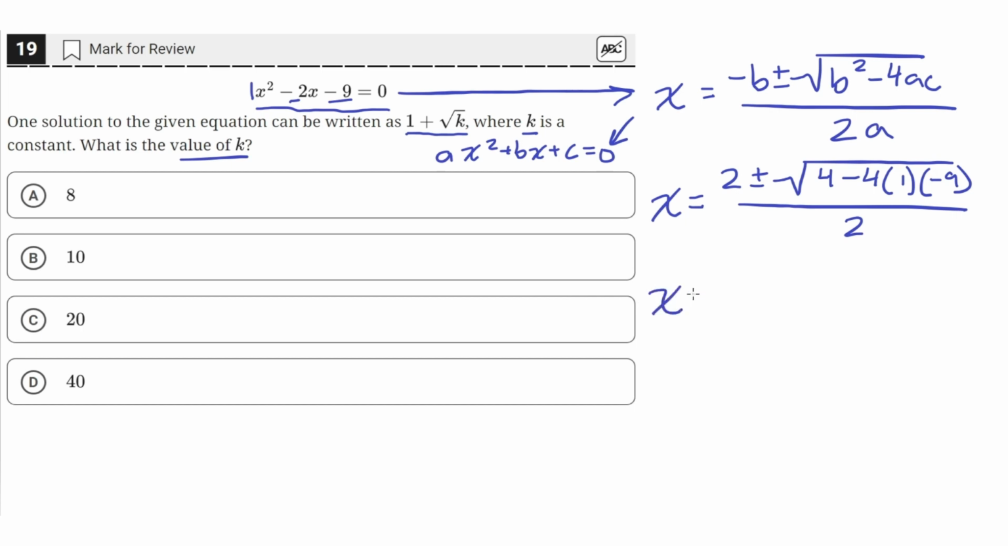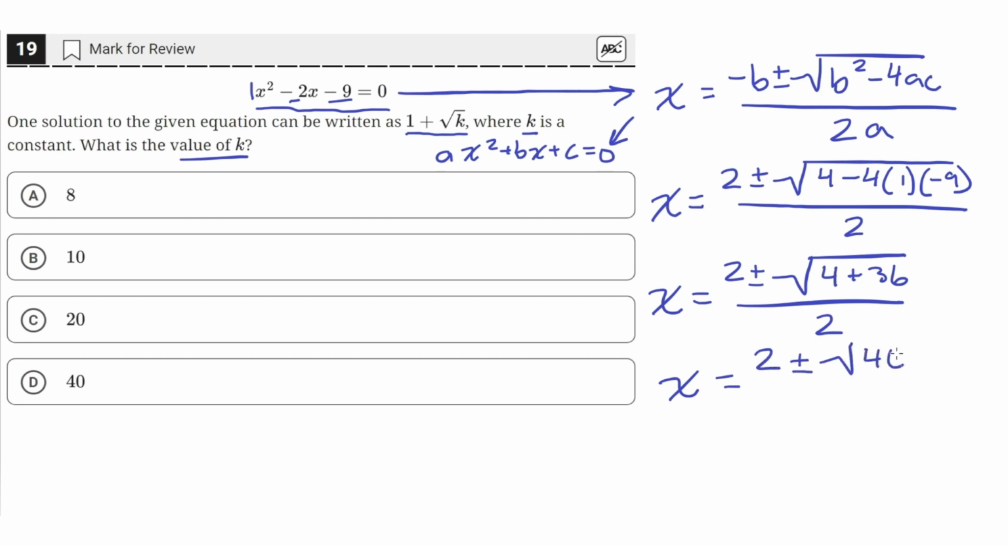So we'll get x equals 2 plus or minus the square root of 4 minus 4 times 9. We don't need to multiply by the 1 since that doesn't change anything. So negative 4 times negative 9 is equal to positive 36. And all of that will be over 2. Okay, so let's simplify this square root down. So we'll still have the 2 plus or minus the square root of 40 over 2.